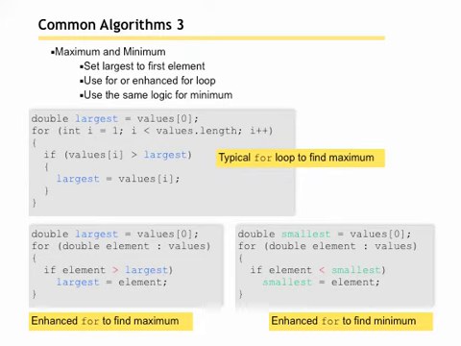If element greater than largest, notice the typo. There's a missing open parenthesis on this slide. So it should be: if, open parenthesis, element greater than largest, close parenthesis, largest equals element. Similarly, the algorithm for the smallest is also missing that open parenthesis.